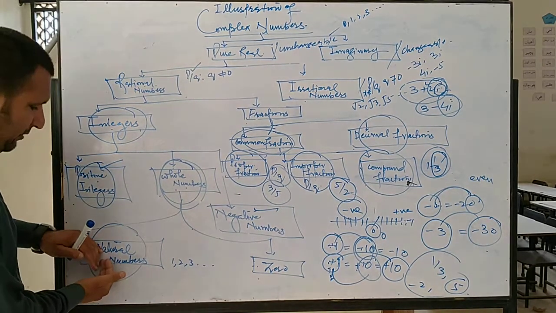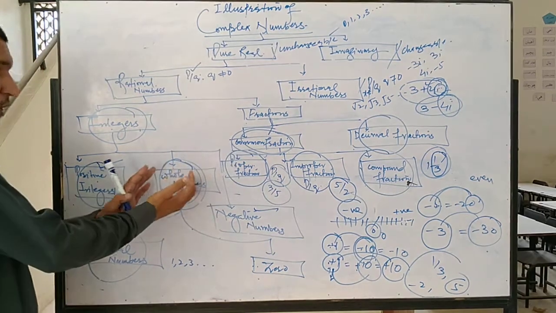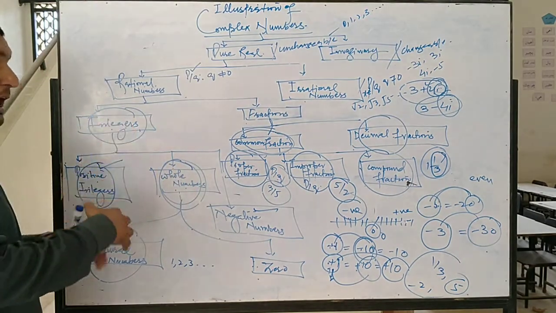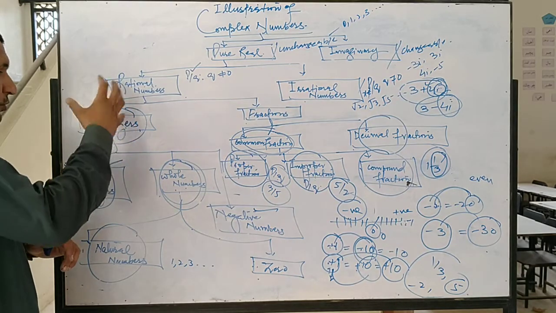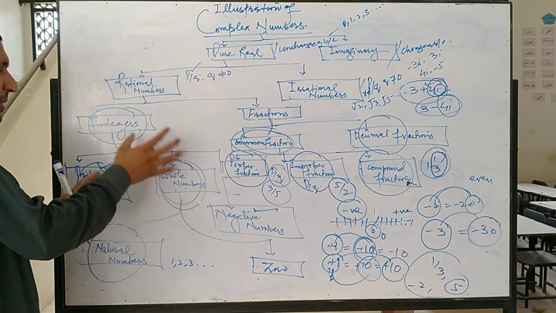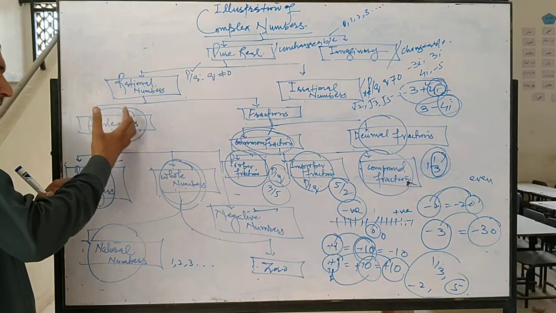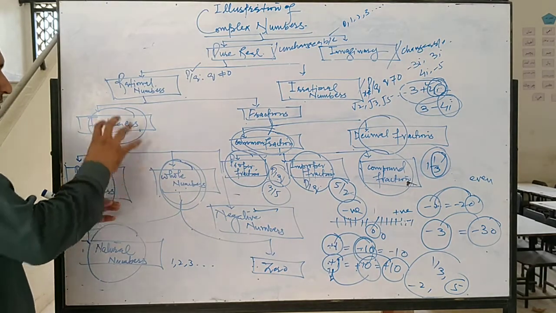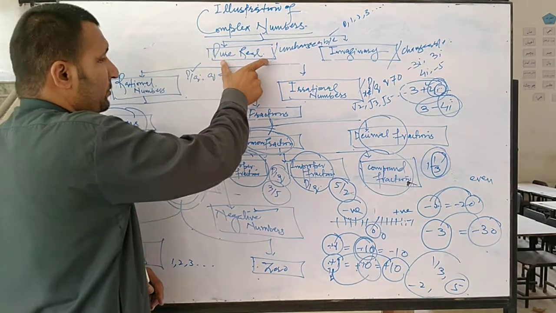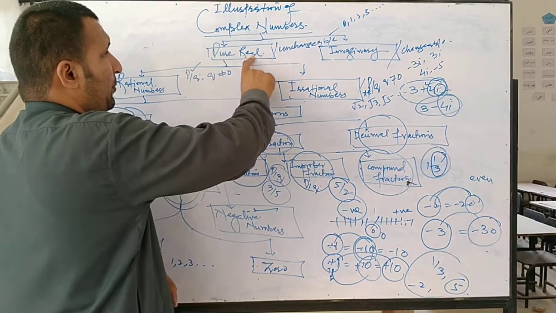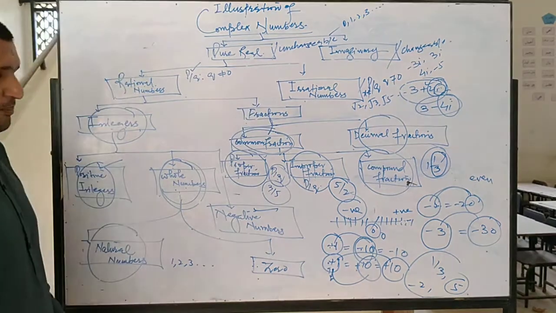And again there is 5, which is a whole natural number, a positive integer or natural number. Whole number belongs to integer, and positive already belongs to integer. Means both belong to integer, belong to rational, belong to pure real, and pure real belongs to complex number.